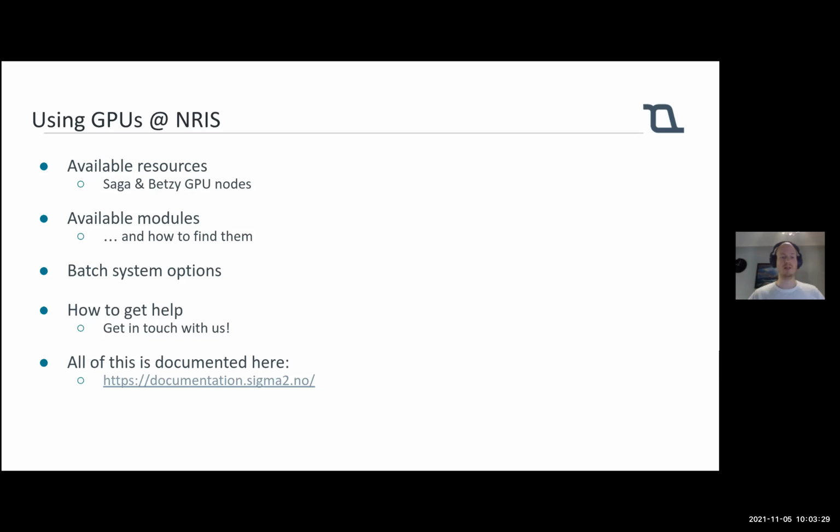So I'll mention a little bit about what resources we have available at NRIS. We'll talk a little bit about the module system and how to find GPU optimized modules. We'll spend quite a bit of time talking about the batch system, so Slurm, and the options that you have there for GPU. And lastly, I'll mention again how to get help, get in touch with us, all of that.